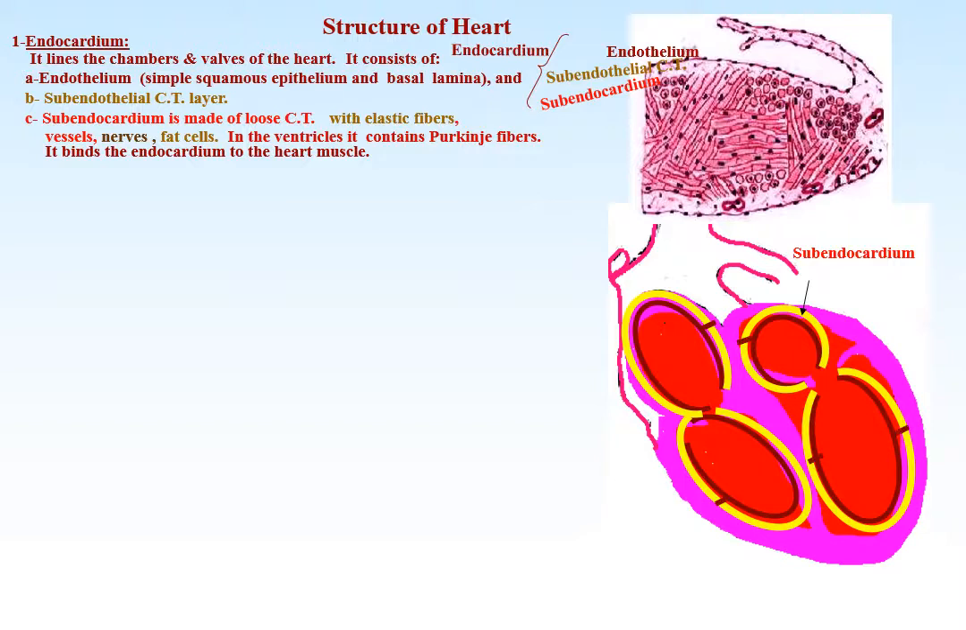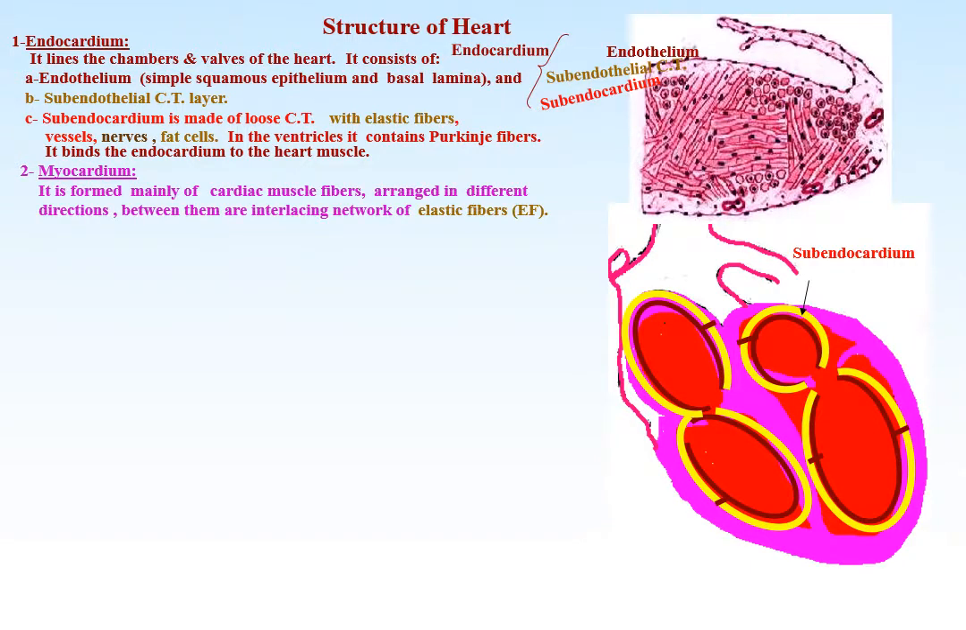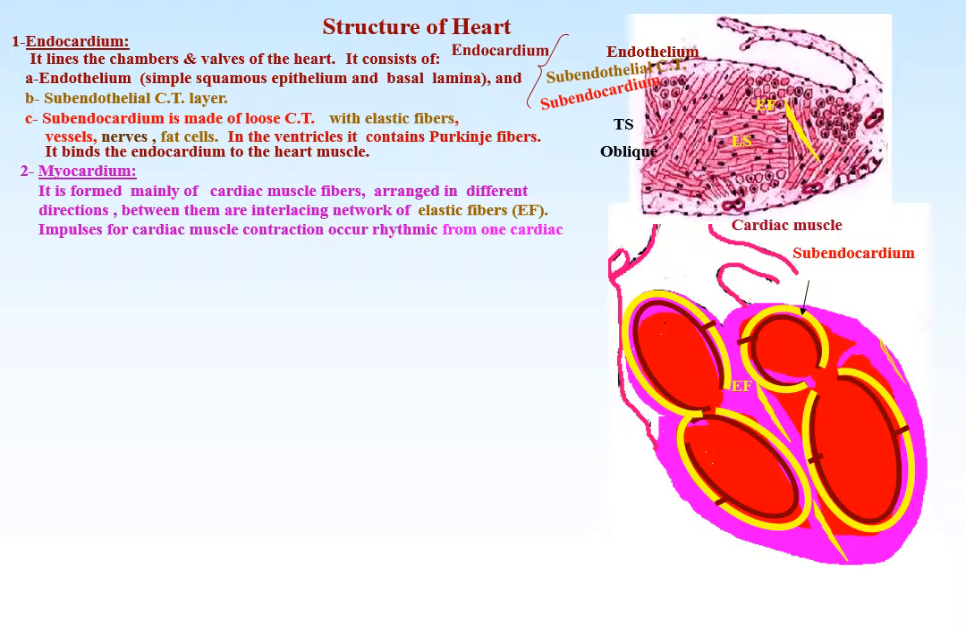Myocardium is formed mainly of cardiac muscle fibers arranged in different directions. Between them is an interlacing network of elastic fibers. Impulses for cardiac muscle contraction occur rhythmically from one cardiac muscle to another in the absence of external stimuli.